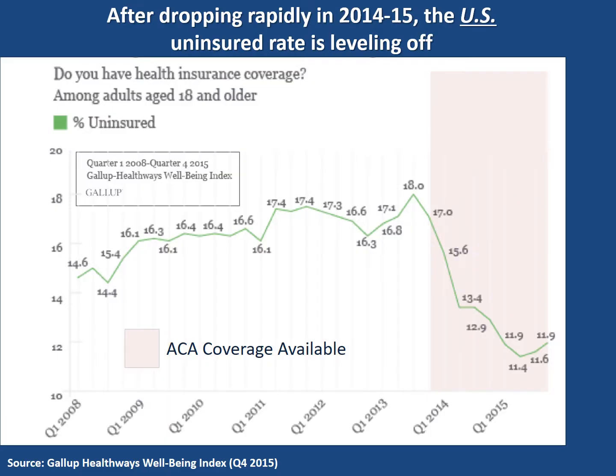After dropping rapidly in 2014 and 2015, the uninsured rate in the United States is actually leveling off a little bit. So you can see that when the law was passed and it was implemented, we had an uninsured rate in the U.S. of about 18 to 20%. It's now down to about 10 to 12%, depending on which study you look at. And that's a huge downward spiral, obviously, in the uninsured rate, but it's starting to level off. We'll talk more about that in a little bit, about why that's happening.